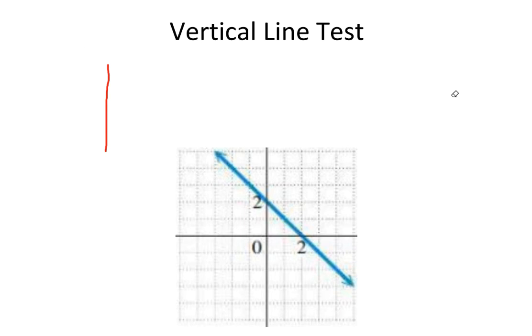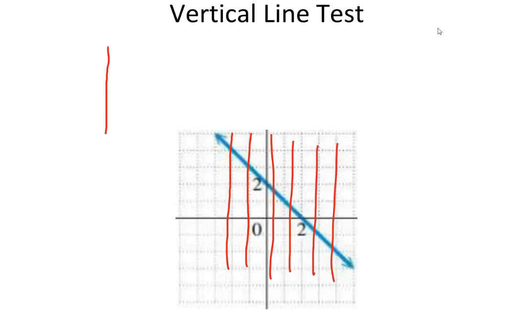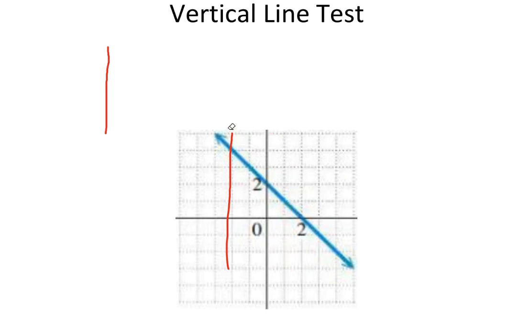What the vertical line test tells us is that if we were to take a vertical line and pass it across the graph, if it touches our graph in more than one point at a time, then it's not a function. I don't have a line that I can drag, but if I were to drag this line along this graph, you'll notice it only touches the line in one spot at a time. So because my vertical lines will only touch the graph in one spot at a time, this would be considered a function.